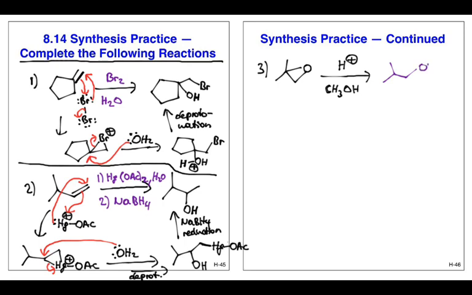So that's the last reaction. Essentially what you get is an alcohol and an ether in the product. And here's how it works. With H+, you protonate the epoxide, like we have learned. So we're drawing the protonated epoxide here.